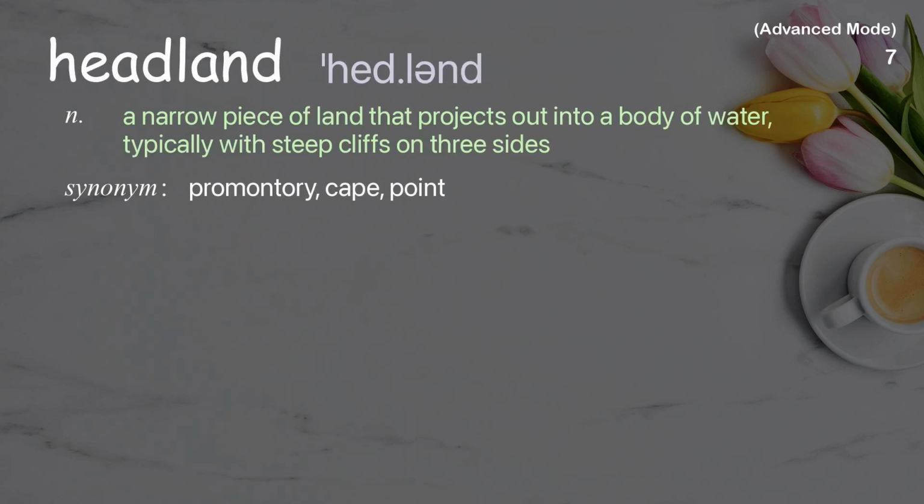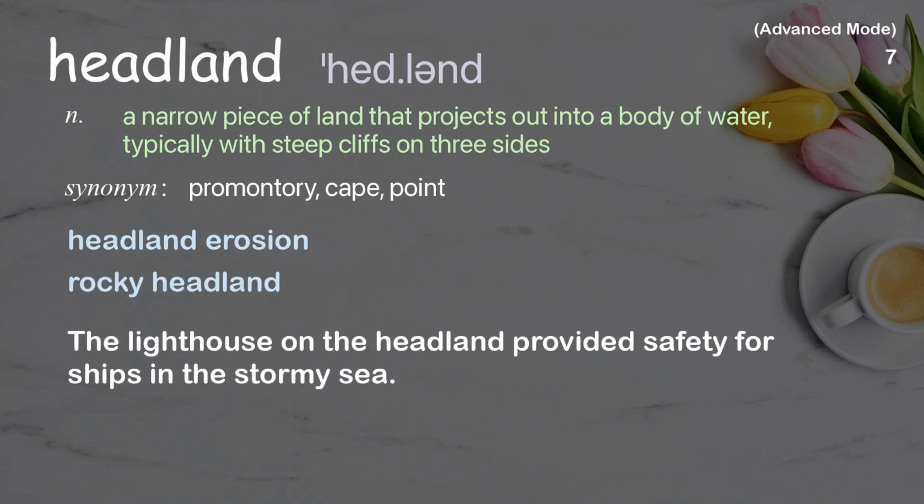Headland. A narrow piece of land that projects out into a body of water, typically with steep cliffs on three sides. Examples. Headland erosion. Rocky headland. The lighthouse on the headland provided safety for ships in the stormy sea.